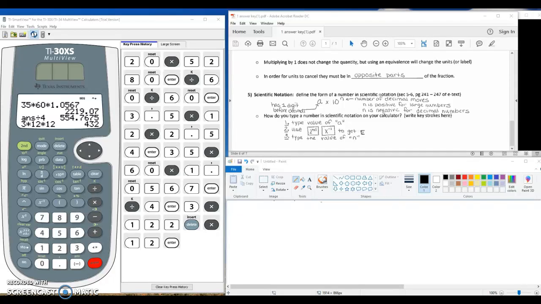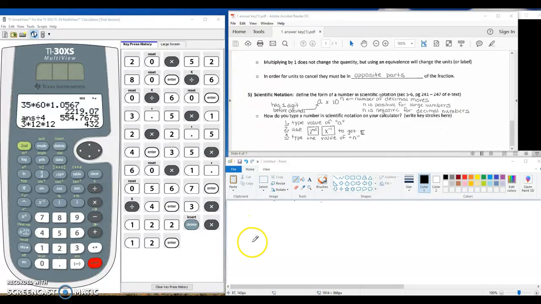Our final topic for this week is scientific notation. Scientific notation is a form of a number, but it's not a different number. In scientific notation, we write the number in a times 10 to the nth form. The a may have only one digit before the decimal. The n is the number of decimal moves. N is going to be positive for all of our large numbers, and n is going to be negative for all of our decimal numbers.